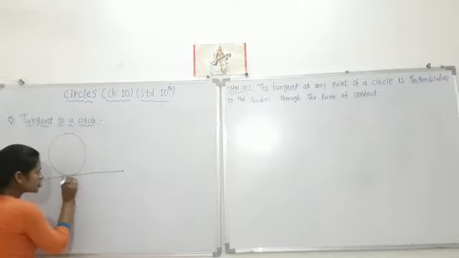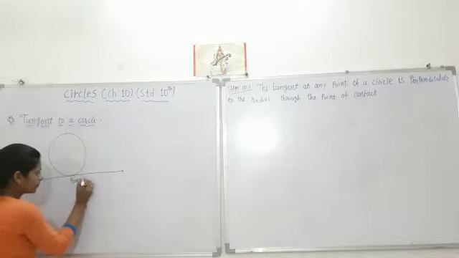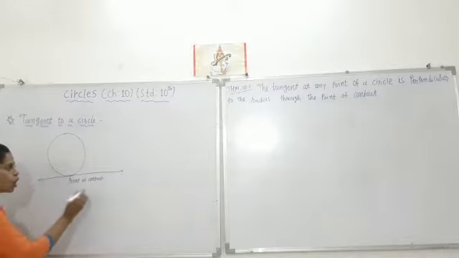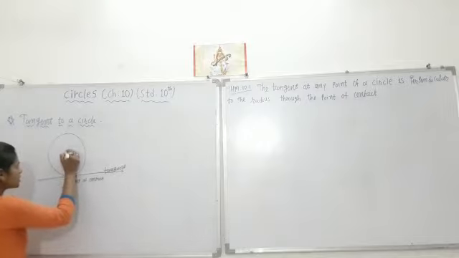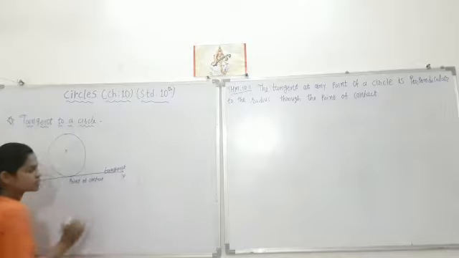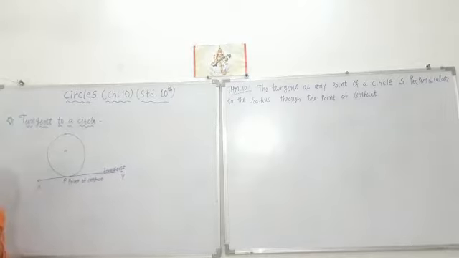This touching point on the circle is called the point of contact, and this line is called a tangent to the given circle. This is the circle with, suppose, center O. So this line, suppose XY, is called a tangent to the circle, and suppose this point P is the point of contact. So this is the tangent to a circle. It cannot pass through the circle, it just touches one point of the circle.